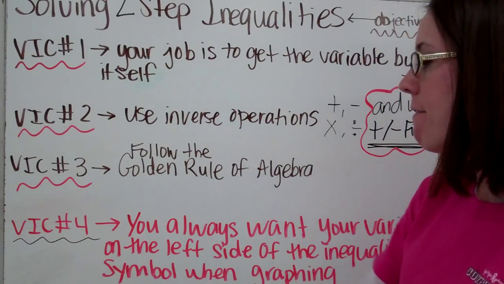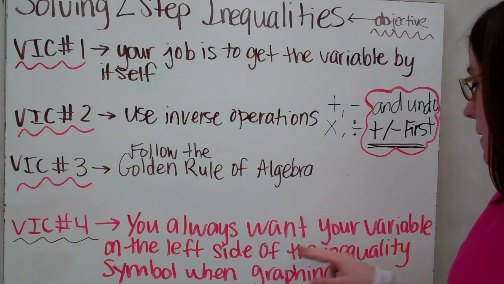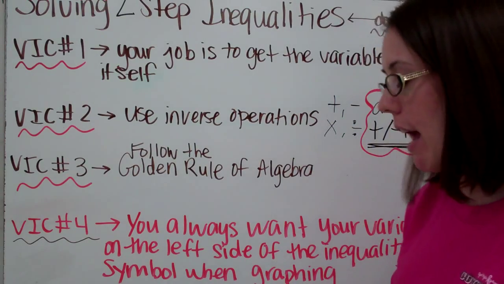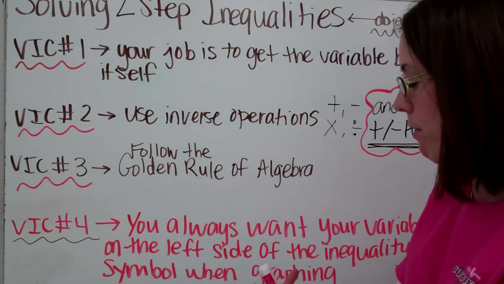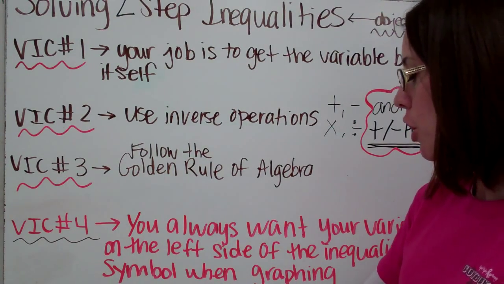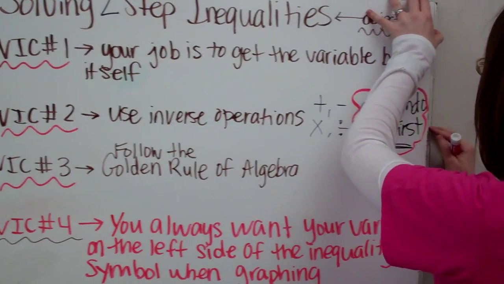And finally, VIC number 4, you always want your variable on the left side of the inequality symbol when graphing. Always want your variable on the left. So if it's not on the left, reverse it or flip it. X is on the left, 5 is on the right. Greater than becomes less than. Let's get started.